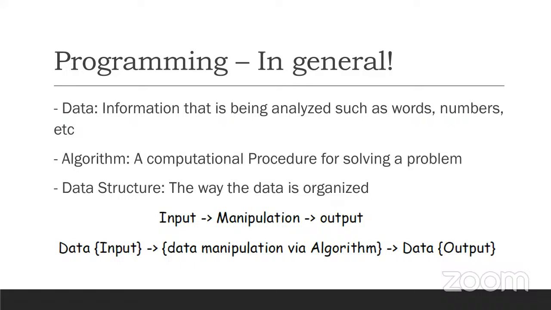All right. So let's talk about programming first in general. About programming, information that is being analyzed, such as words, numbers, etc., is considered data. There are many types: numbers, images, you name it. Any type of data structure is considered data. Okay. Now, what is an algorithm? An algorithm is a computational procedure for solving a particular problem. And this is what I consider the axiom of programming.